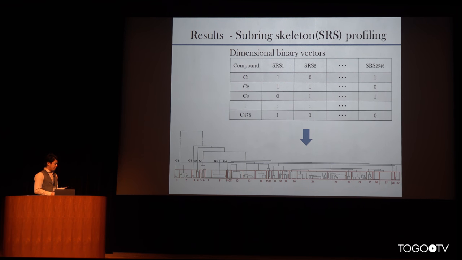Secondly, we represented individual compounds as 2,546 dimensional binary vectors. Here, if a subring skeleton is present in the target compound, the element was set to 1, otherwise the element was set to 0. We applied a word clustering method to a matrix consisting of 468 compounds and 2,546 unique subring skeletons.